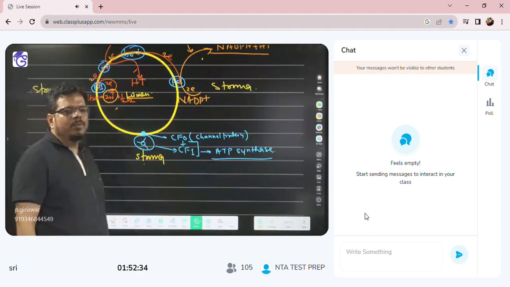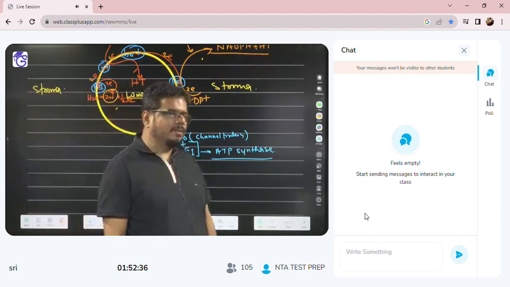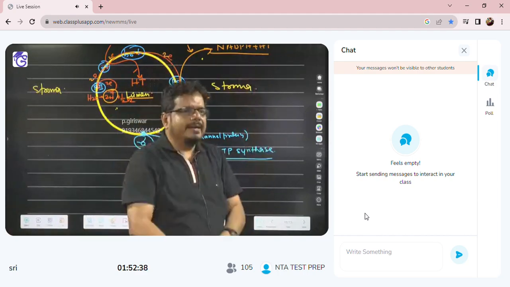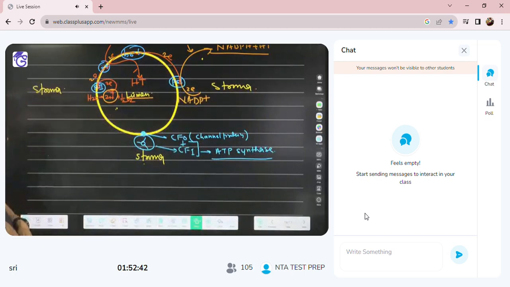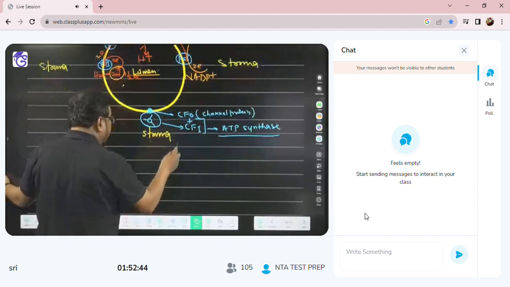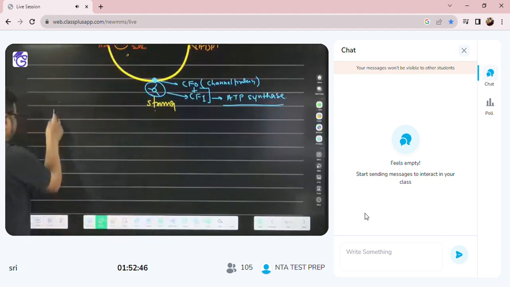Inside has more protons and outside has fewer protons. Is a gradient created or not? From high proton to low proton, is a gradient created or not? Now I am making a bigger diagram. You will understand better. This is the thylakoid membrane.